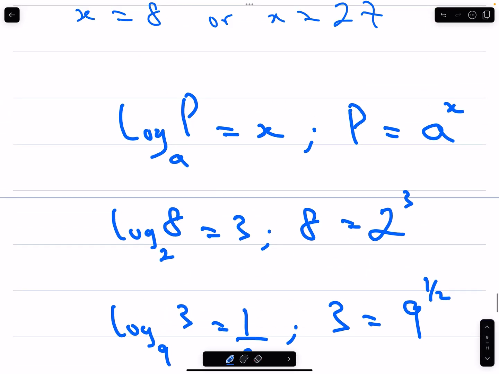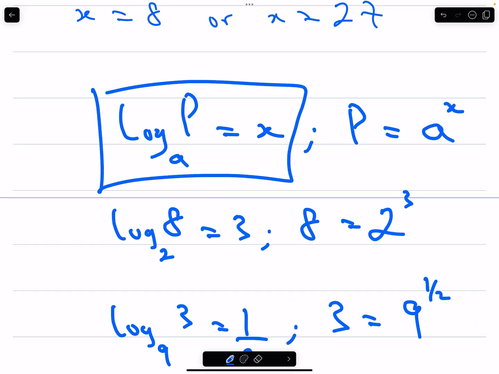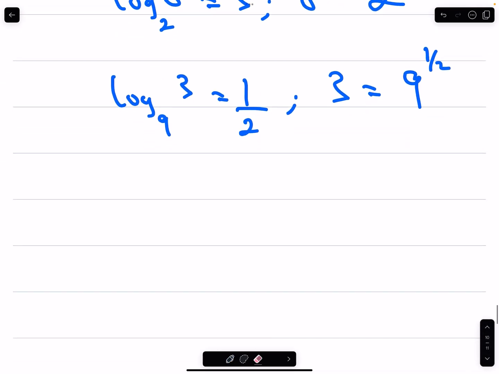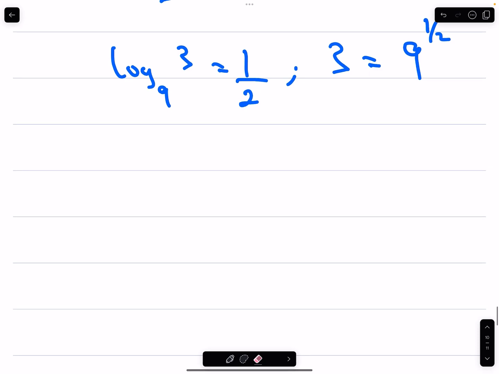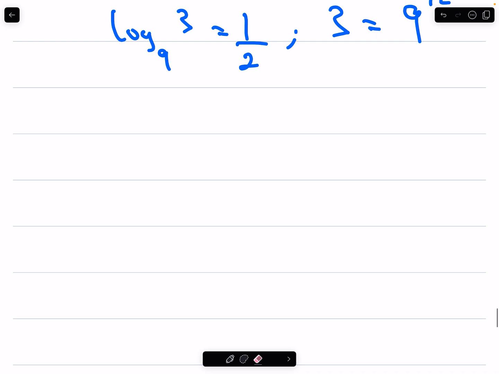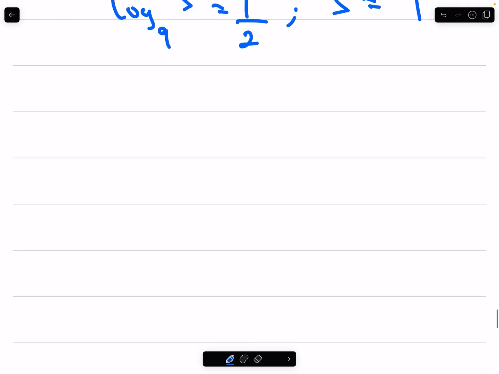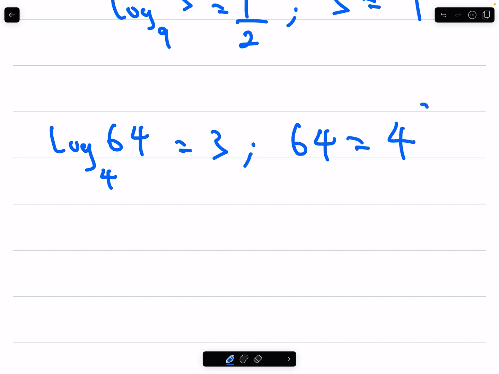This form is called the logarithmic form, while this is called the index form. And you can change from index to log and from log to index form. Now let's take a few examples on that. For example, how do you change log 64 base 4 equals 3 to index form? That's simply going to become 64 equals 4 raised to power 3.